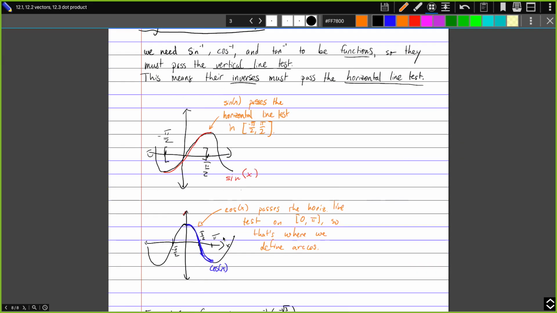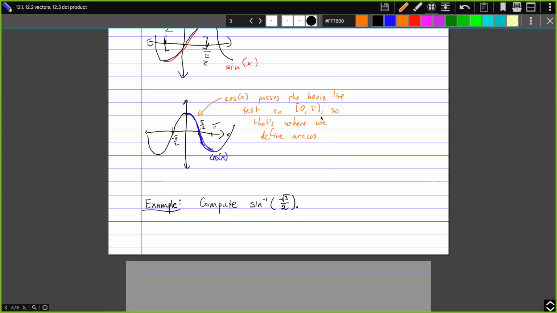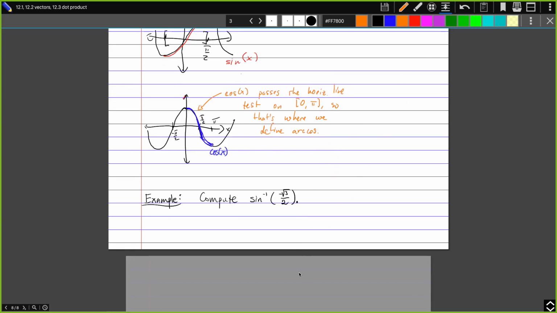Right, so why are these the domains? Here's a not moving version of what I just told you. All right, so here's an example.